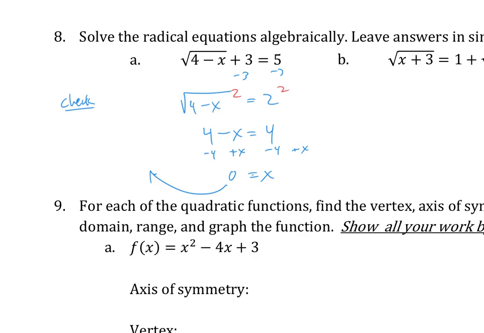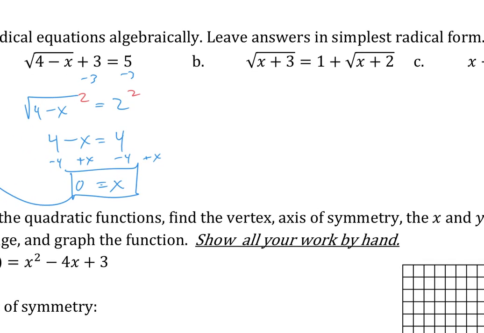So we've got to plug that in. So we have the square root of 4 minus, and let's plug in 0 plus 3. Is that equal to 5? Well, this is the square root of 4. Does that equal 5? This is 2 plus 3. Yes, that equals 5. We're good. Check. So that is our answer. Okay. Don't forget to check when we have square roots.